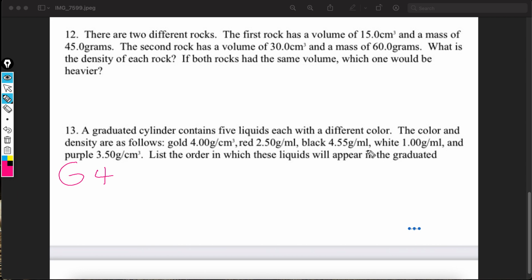They're all grams per milliliter. They're all the same thing, so we're good.